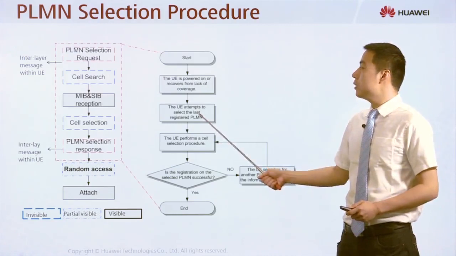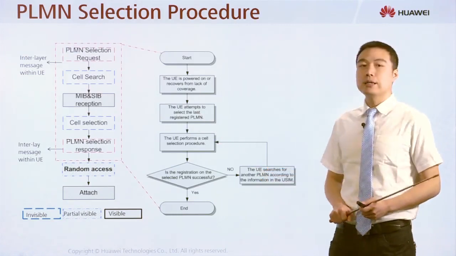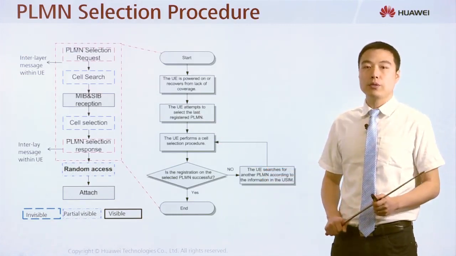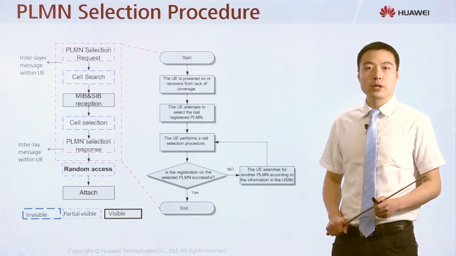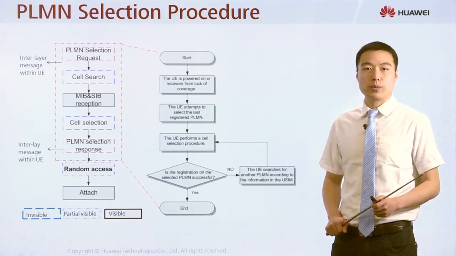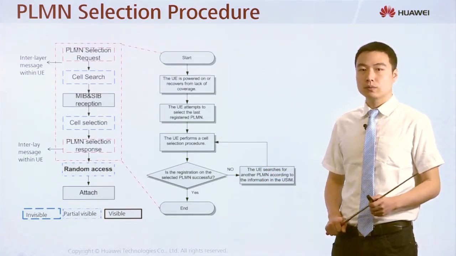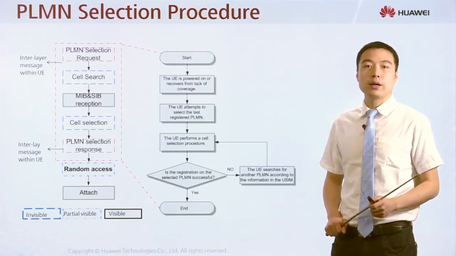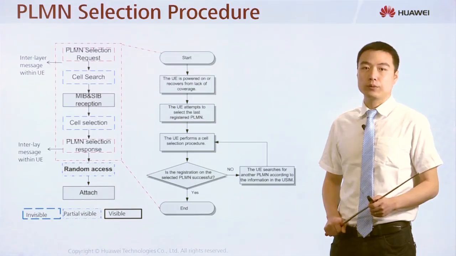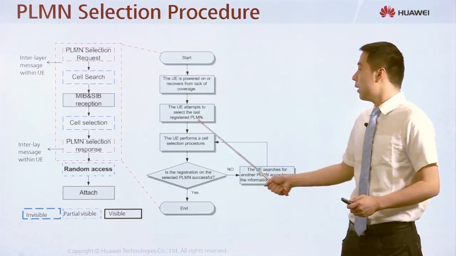But if this is a new mobile phone, UE doesn't restore any information about the network. UE will scan all the frequencies supported by the UE until UE finds a network and tries to stay in that network. Okay.